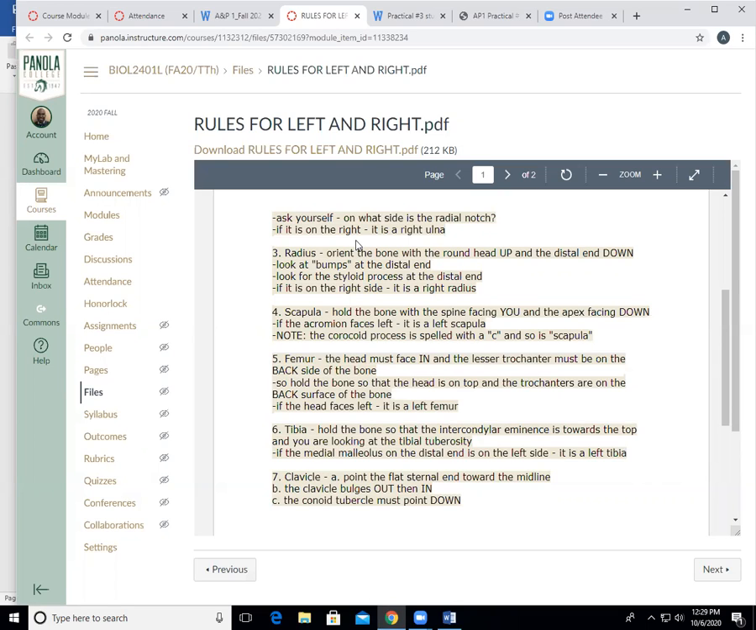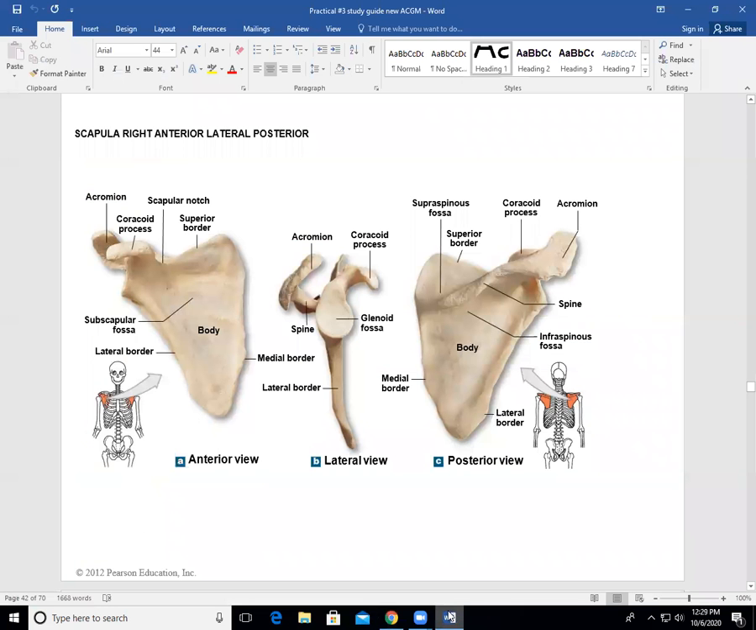All right, so I'm going to give you a couple of minutes. Look up, try to find as many of those structures on the scapula as you can. I'll give you a couple of minutes to find this.